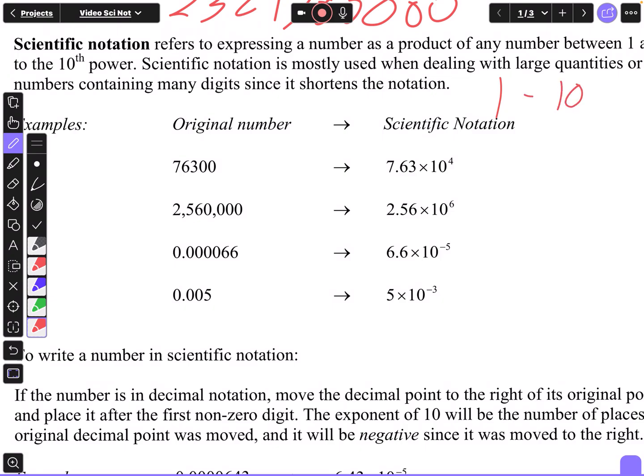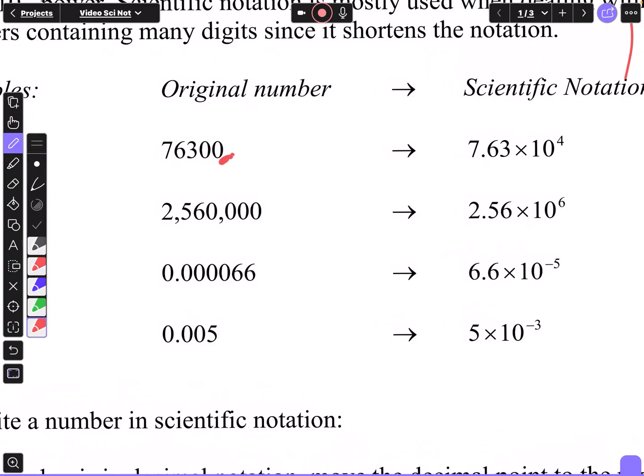All right, so if this number is 76,300, since it doesn't have a decimal, the decimal would be at the end. So to put that in scientific notation, I would move my decimal to the left until I come to a number between 1 and 10. If I move it 1, I have 7,630.0. That's not between 1 and 10. Move it again, I have 763.0. Move it again, I have 76.3. If I move it one more time, I got 7.63, and that's in between 1 and 10, so that's where the decimal would need to go.